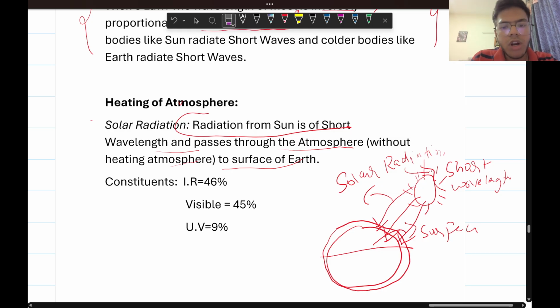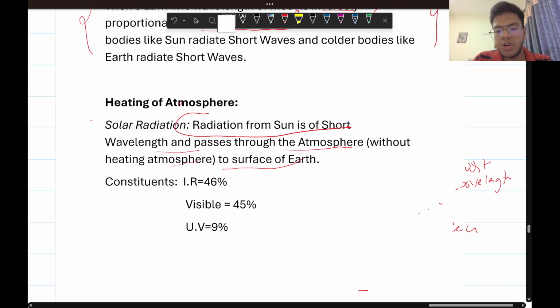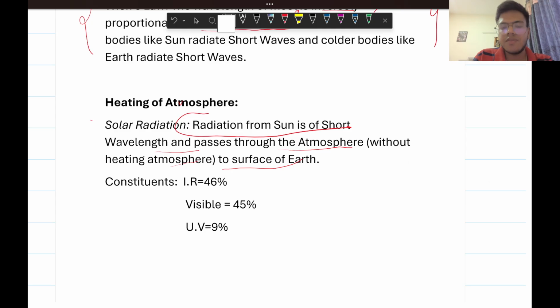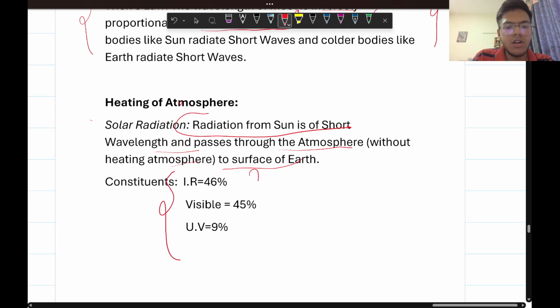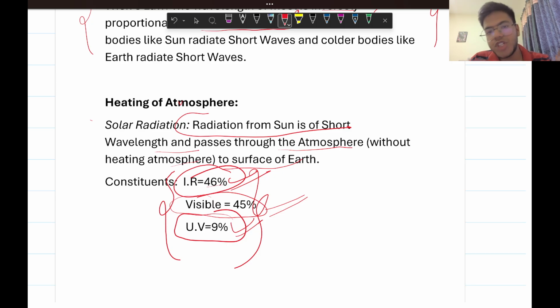Now, what are the constituents of this solar radiation, guys? Unfortunately, you have to learn this data because I have seen questions coming from it. Basically, the most important is infrared waves. Infrared waves consist of 46% of solar radiations. Visible rays are 45%, and there are UV radiations which consist of 9%. So guys, unfortunately you will have to memorize these numbers, okay?